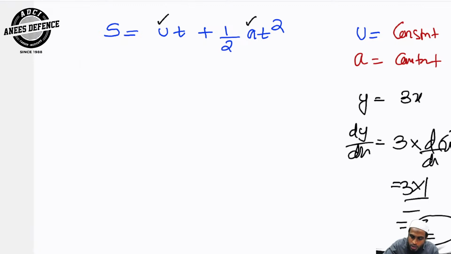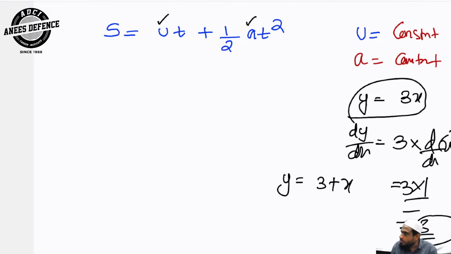Understood? If instead of y equal to 3x it is y equal to 3 plus x, now 3 is alone and x is alone. So when you apply the derivative, what is the derivative of 3? 0, because that constant is not the companion of a variable. It is alone, so the derivative applies to it and it becomes 0. Then you apply the derivative of x. What is the derivative of x? 1. So the answer will be 1. Understood? So when a constant is alone, the derivative is 0.